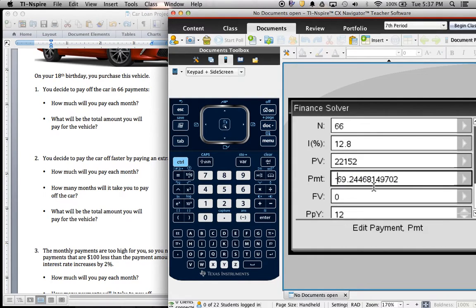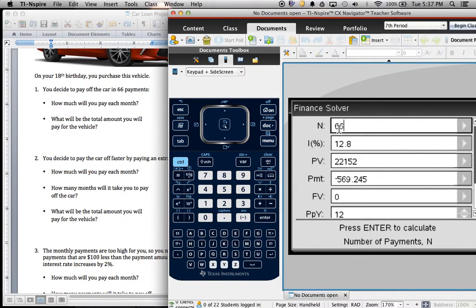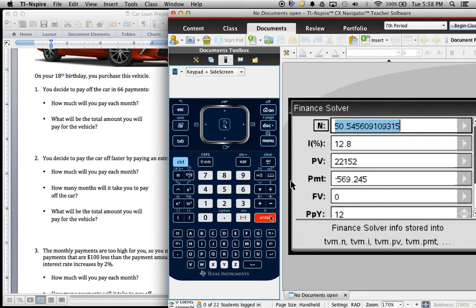Now notice if you push enter, it's going to change your number back. Anytime you push enter with this program, the calculator thinks you want it to calculate that amount. You don't want to calculate that amount. You already know it's $500, but what will change is the number of payments. So if you increase the amount you are paying by $100, the number of payments will change. So you just change this to 500 and then come up here and just push enter. Just push enter here and it will give you your new number of payments.